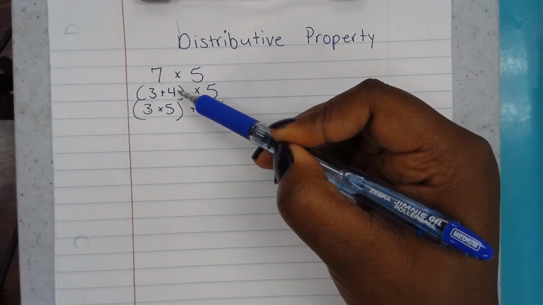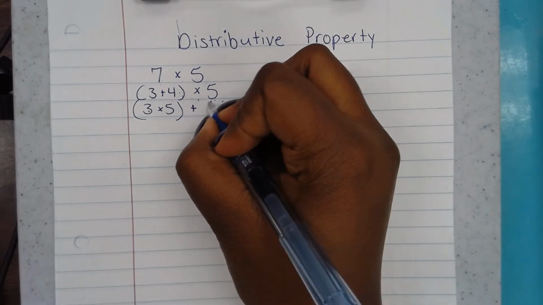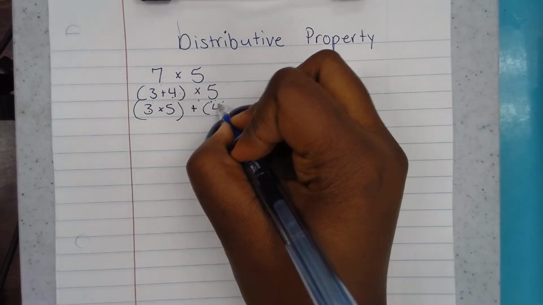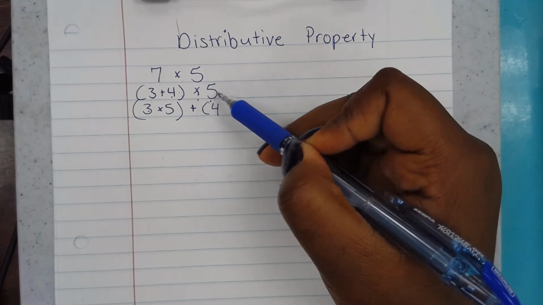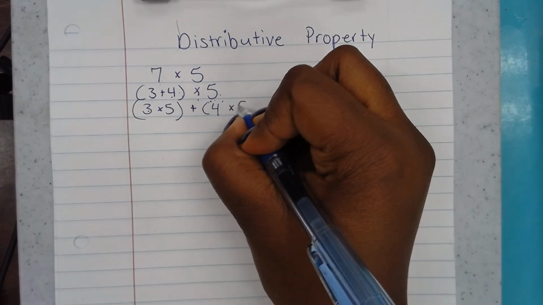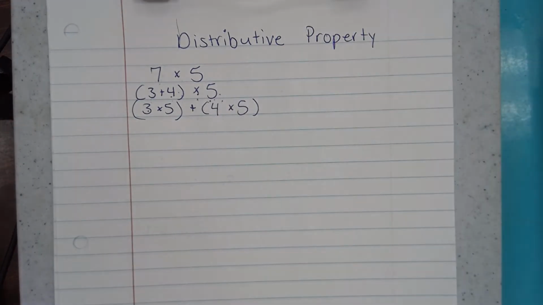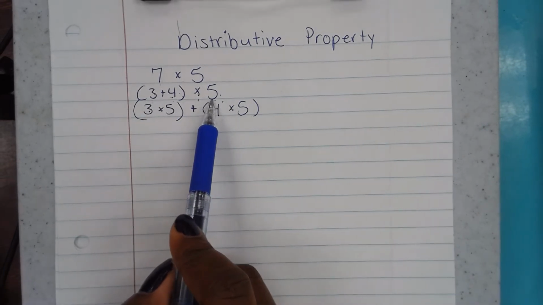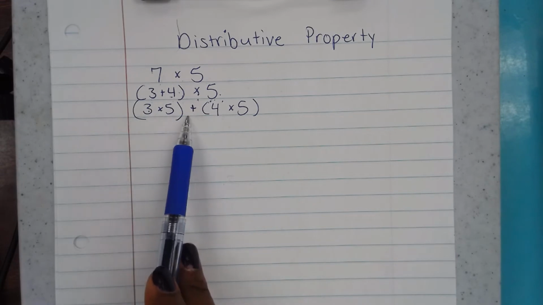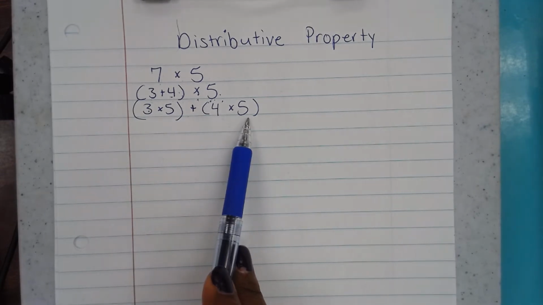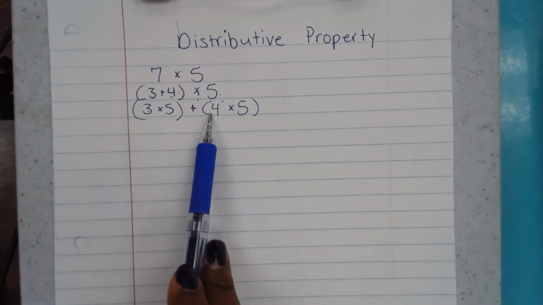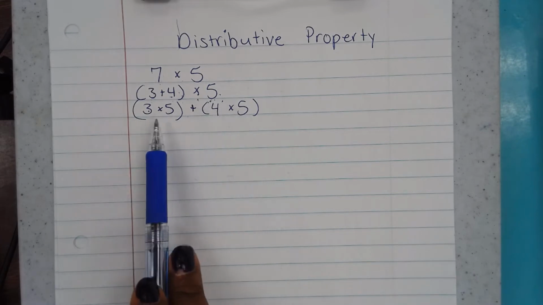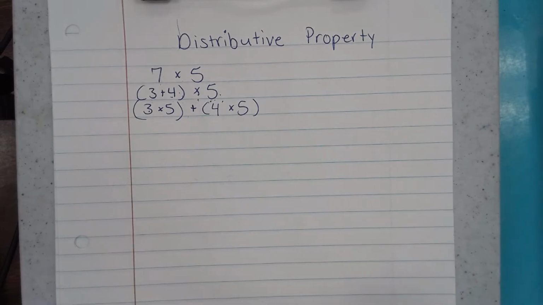I also have to do the 4 from 7. So on the other side, I have the 4, and it also needs to be multiplied by 5. So this is what the next step looks like. I take each of those add-ins and multiply it by that other factor. So now I have the problem 3 times 5 plus 4 times 5. So I see the number 7, and each piece of it is multiplied by the 5.